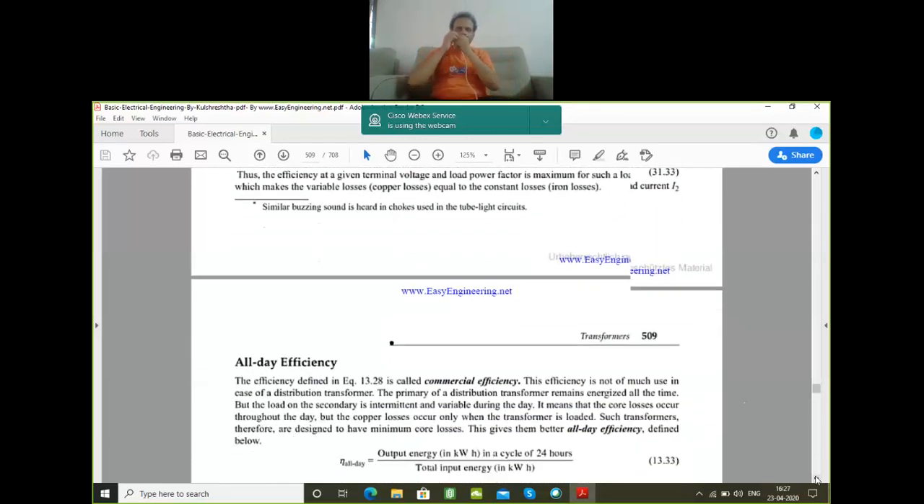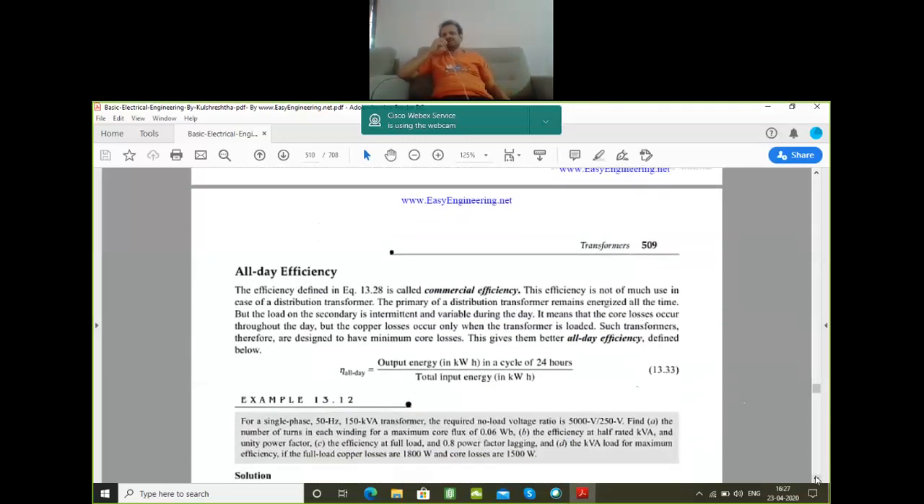Then we talked about all day efficiency. Generally, all day efficiency is the efficiency throughout the day, that is for 24 hours. It is of much use for a distribution transformer. The primary of the distribution transformer is always connected to the power supply, but the secondary is sometimes connected and sometimes not connected to the load. When it is connected to the load, power is drawn. When not connected, power is not drawn.